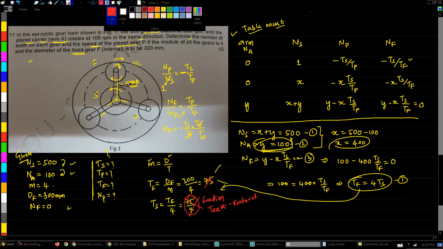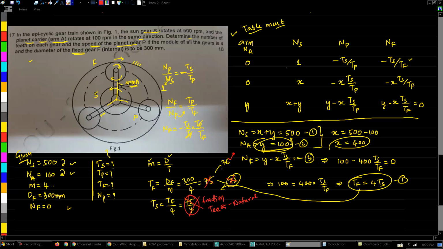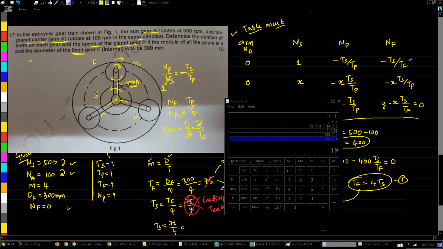We can either go for the higher value, which is divisible by 4, or the lower value. So if you go for the higher value, it's going to be 76. If you go for the lower one, it's going to be 72. 72 is much farther off. So let us directly ignore this value and let's go with 76. And then let us see what we get. So if we take 76 as the value of TF, then we get TS value as 76 by 4. And that will give us 19.